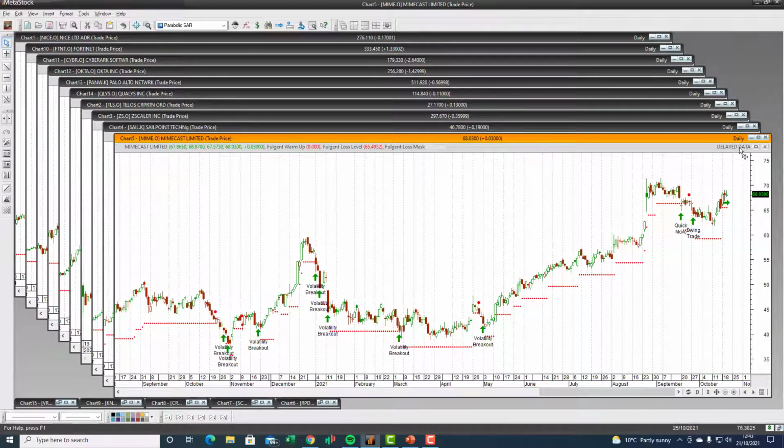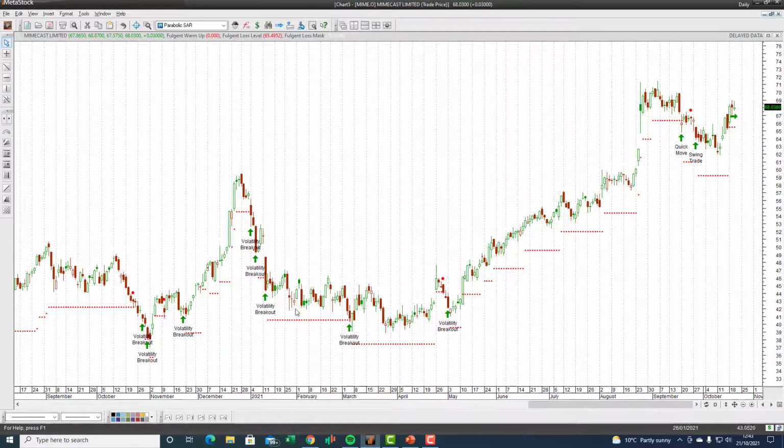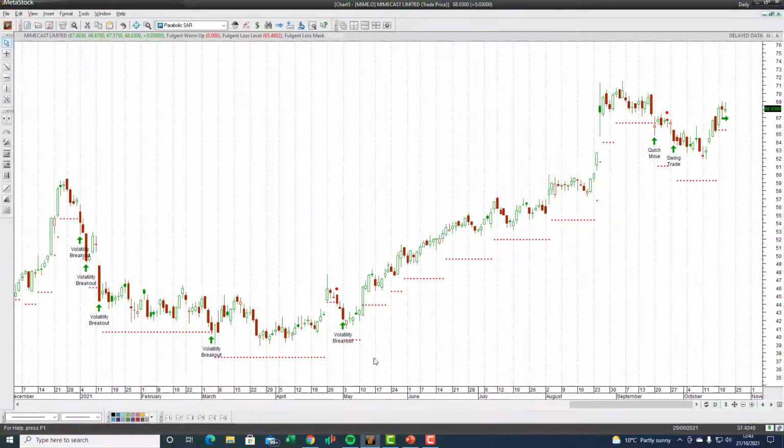Right, next up is Mimecast. We can see here the last volatility breakout worked out very well, captured a huge move March, April, May, June, July, all the way into the August rally, the climactic top here. A quick short trade there, but not much. It's actually a sell signal on the quick move there, not a short selling. But we have a swing trade signal now.